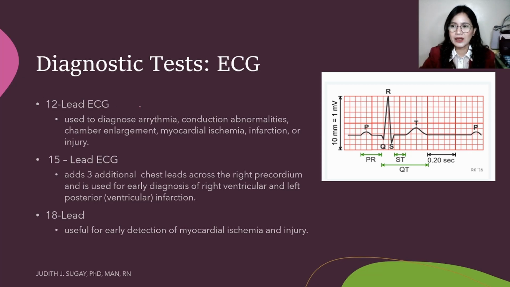We can differentiate this one: we have 12 lead ECG, 15 lead ECG, and 18 lead. The 12 lead is used to diagnose arrhythmia. You can check for any abnormalities in conduction, chamber enlargement, ischemia, injury, and infarction. A 15 lead ECG adds 3 additional chest leads across the right precordium, and it's used for early diagnosis of right ventricular and left posterior infarction. The 18 lead is useful for early detection of MI or myocardial ischemia and injury.